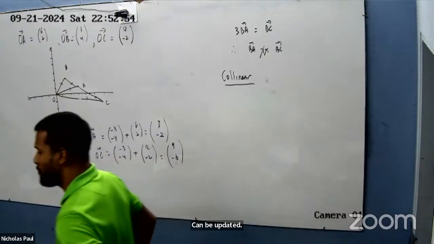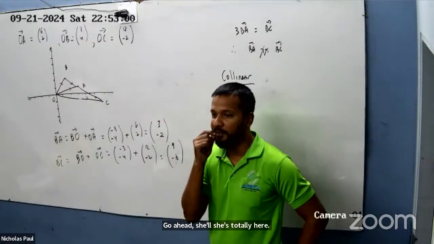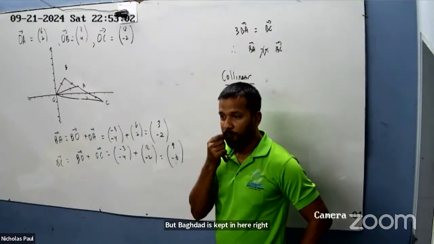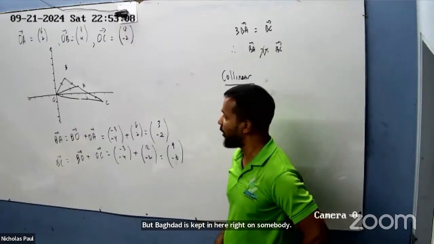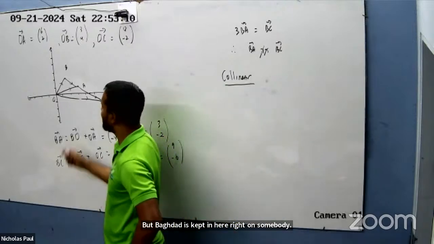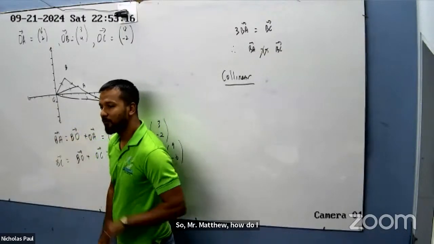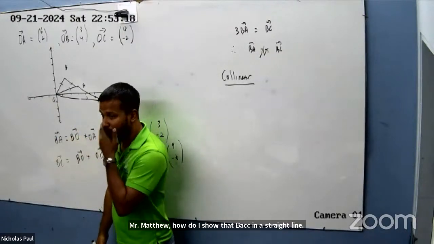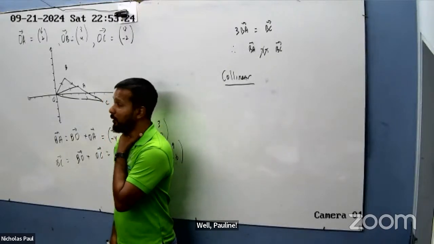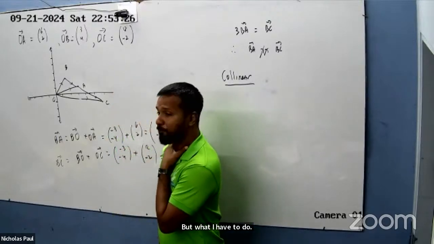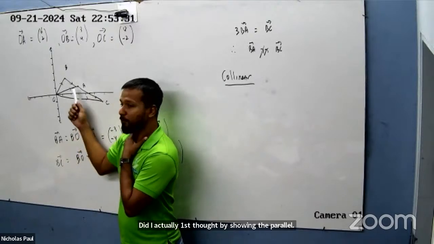Go ahead, show collinear. Look back at the steps to collinear. Let me see, I'm picking somebody. Matthew. I'm picking you today, Matthew. So, Mr. Matthew, how do I show that B, A, C are in a straight line? Collinear. What do I have to do? Did I achieve the first part by showing the parallel? What's the next part? You have to show that something plus something is something.